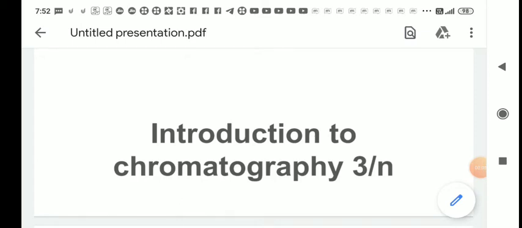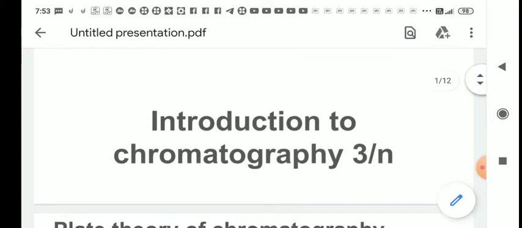In the earlier videos of introduction to chromatography, we have seen that for an efficient separation on a chromatographic column, two main factors which are to be considered are the rate of migration of the sample components and the zone broadening. For an efficient separation, the zone broadening must be low or minimum, and the rate of migration of different components of the mixture should be different.